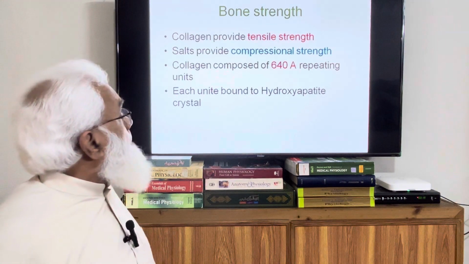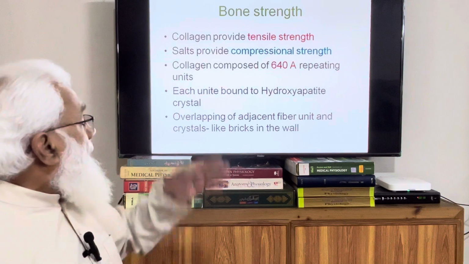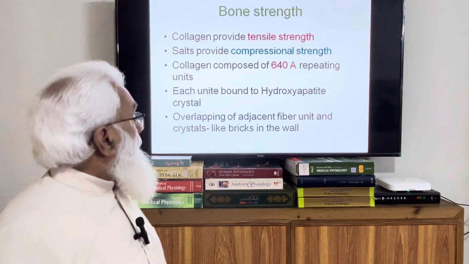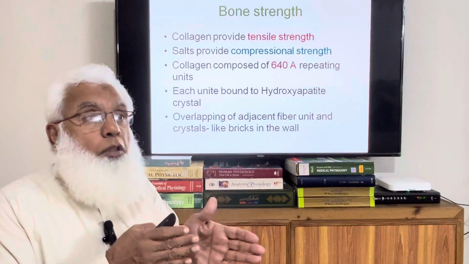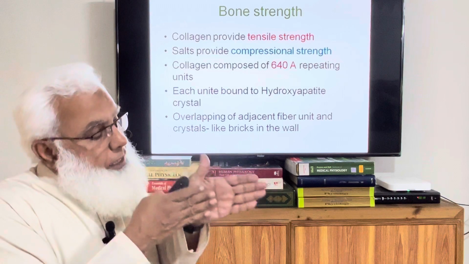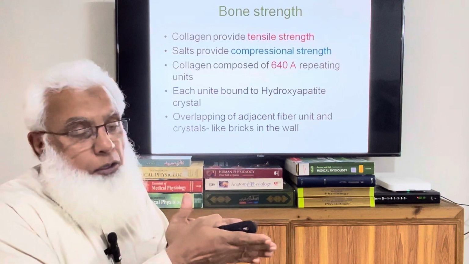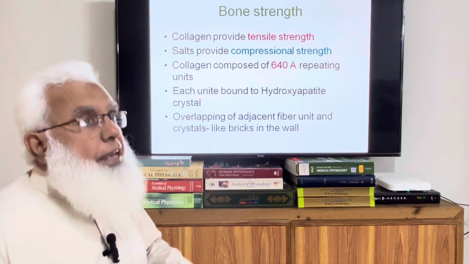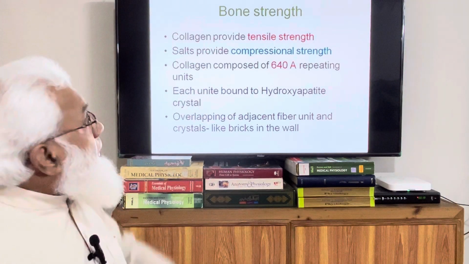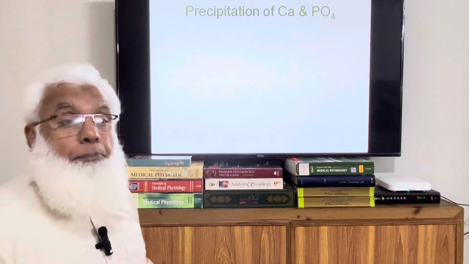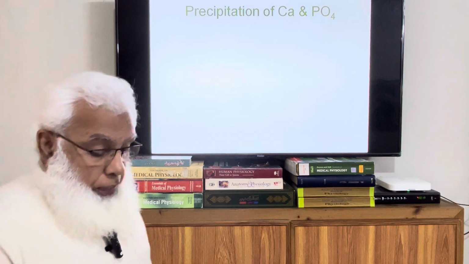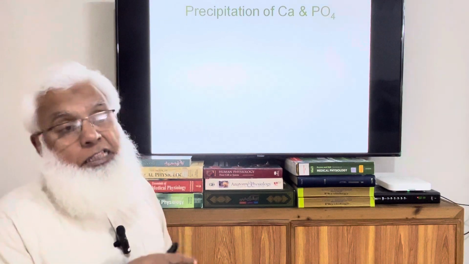So each unit is bound to a hydroxyapatite crystal, and there is overlapping of adjacent units and crystals, and this structure results in the form of a wall of bricks, where one brick is here, another brick is there, and the third brick overlaps each other. So this is the arrangement of the hydroxyapatite crystal with the collagen fibers. This gives the bone compressional as well as tensile strength. The salts are deposited in this matrix.